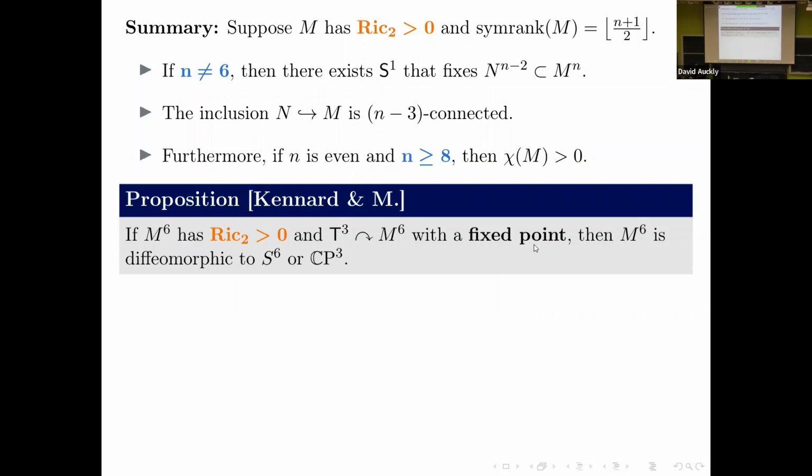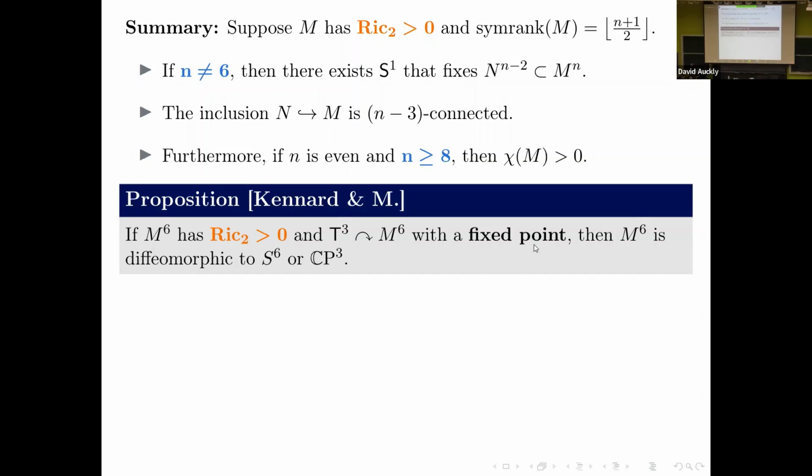So the base case for our induction argument that we want to do is to take a look at dimension 6. And if I have a fixed point set in dimension 6 for a maximal symmetry rank action, then this manifold has to be diffeomorphic to a sphere or a complex projective space. Okay. The way to do that is to take a look at the fixed point set of the torus action.